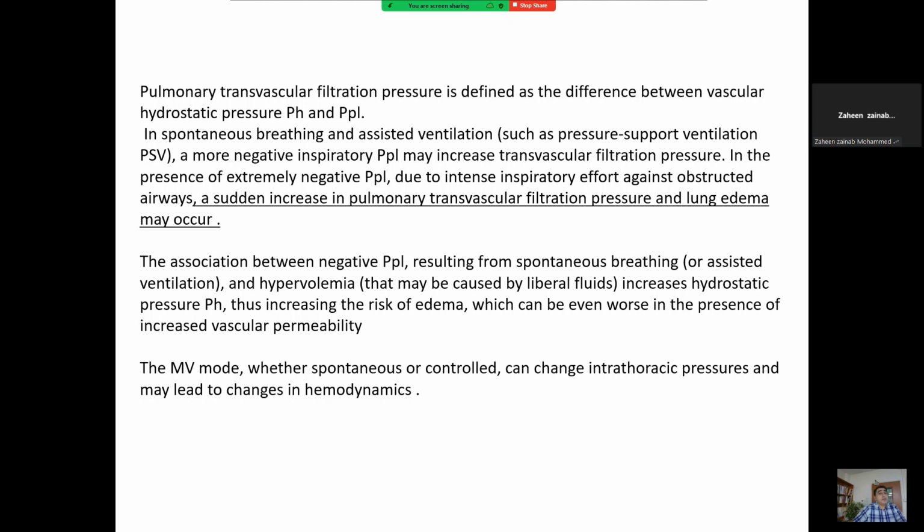The association between negative pleural pressure resulting from spontaneous breathing or assisted ventilation and hypervolemia that may be caused by liberal fluids increases hydrostatic pressure, thus increasing the risk of edema, which can be even worse in the presence of increased vascular permeability. The mechanical ventilation mode, whether spontaneous or controlled, can change intrathoracic pressure and may lead to changes in the hemodynamics.